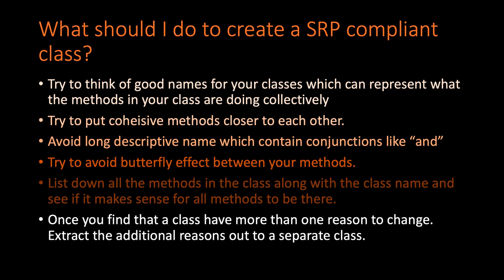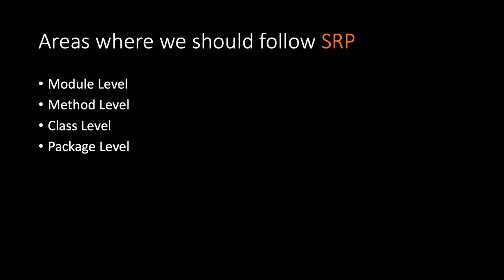You can also list down all the methods in the class along with the class name and see if it makes sense for all the methods to be there. Once you find that a class has more than one reason to change, extract those additional reasons out into a separate class. Well, SRP is not only applicable to classes and methods, you can also apply it at a package level or a module level itself. Always remember, responsibilities can be big or small, but it should be one.